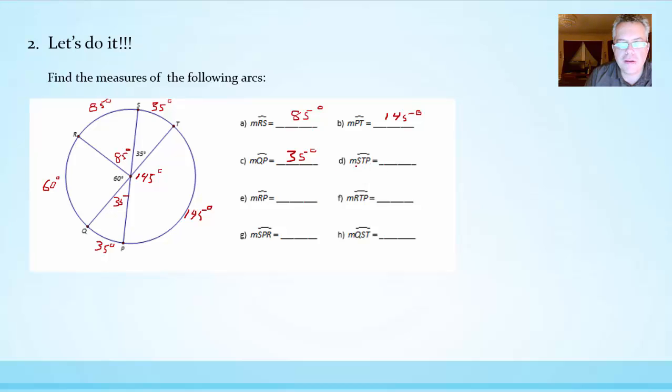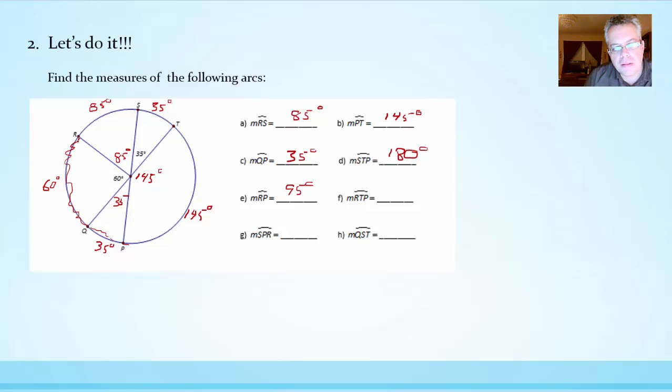STP, if it has three letters, it's a major arc probably. Let's see, STP, actually that one's equal to 180. STP would be this half circle right here. It'd be 35 plus 45, which is 180. Sometimes we have to combine some of the measurements we have. Okay, RP, where are you? RP, that's these two combined, from R to P. I'm going to shade it in. That's all the way from there to there. It'd be 60 plus 35 is 95.